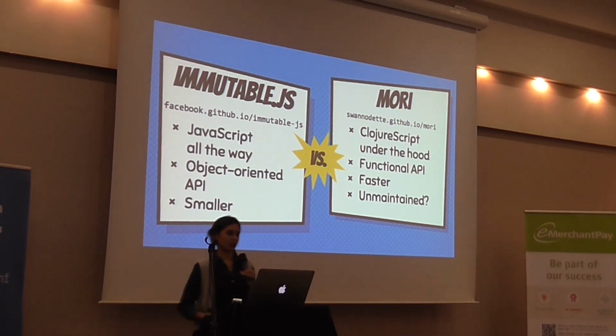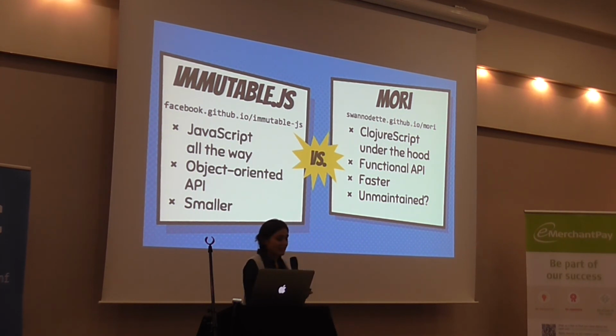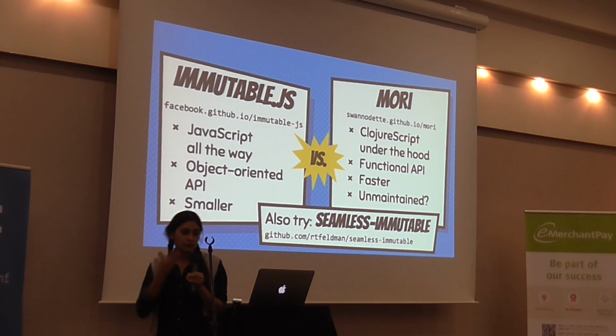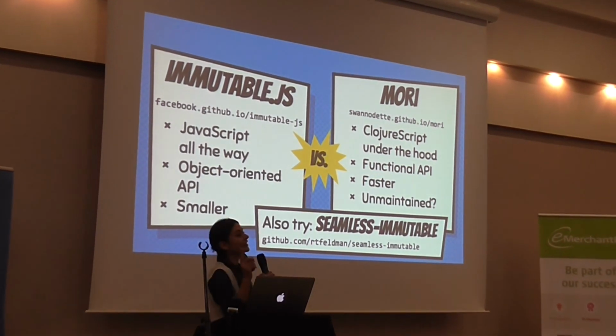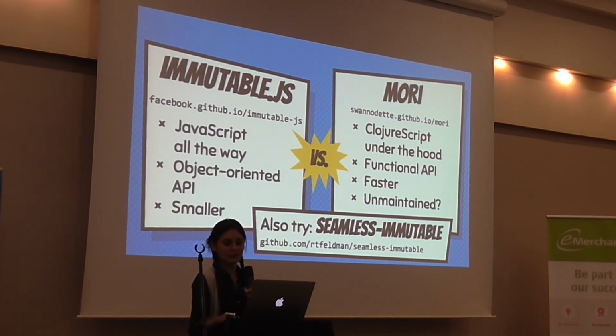But in any case, if you're curious about Clojure, but you do JavaScript and you want to get a feel for some of the Clojure-iness, it's a good bridge. And if you don't like either of these, there's plenty of other options. For example, I'd suggest you check out one called Seamless Immutable by Richard Feldman, who is an Elmer. This one has a nice advantage that you can choose between the object-oriented API and the functional API. It kind of allows you to pick your poison or your persistence.